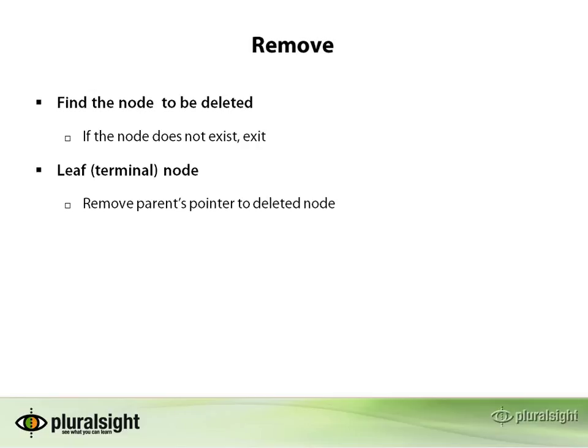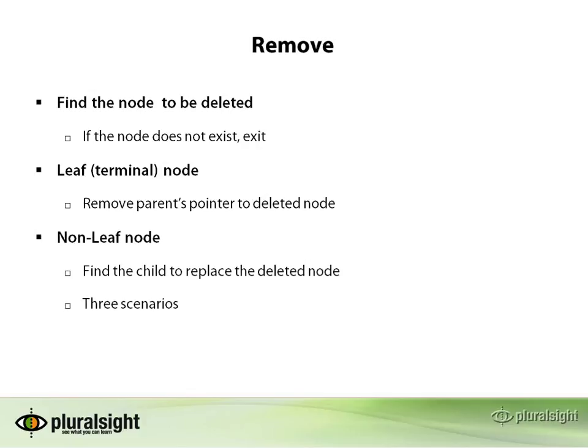Now, a key point here is when we find that node, we need to know its parent. In the examples we'll be looking at, our trees are not storing bidirectional links. So we're going to need to keep track of not only the node we're deleting, but its parent. And for a non-leaf node, what we need to do is find the correct child to replace the node we're deleting. This is actually a little bit of a tough concept to grasp without showing some pictures, so we're going to move on to that pretty quickly.